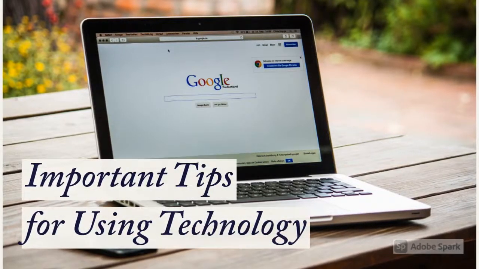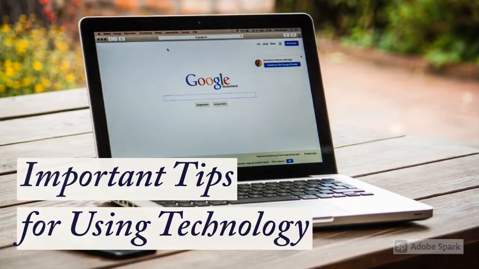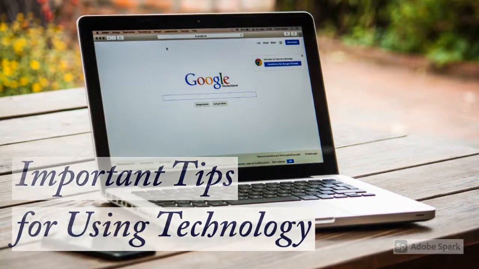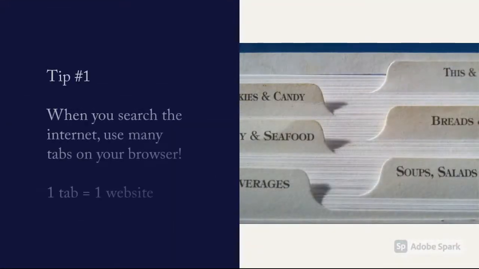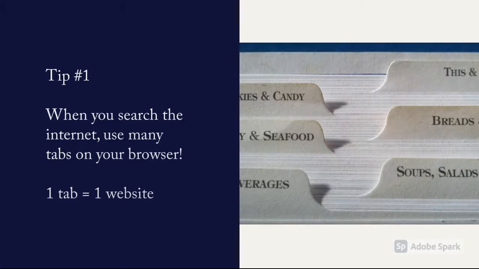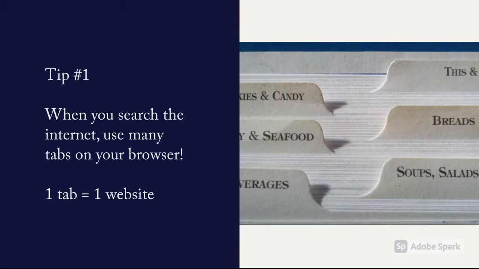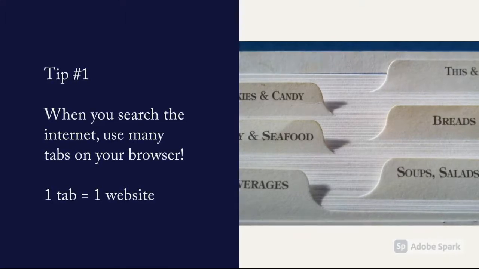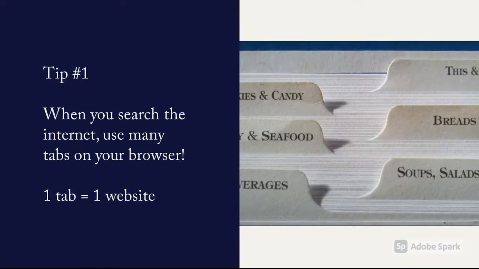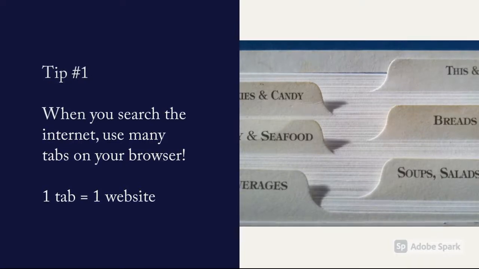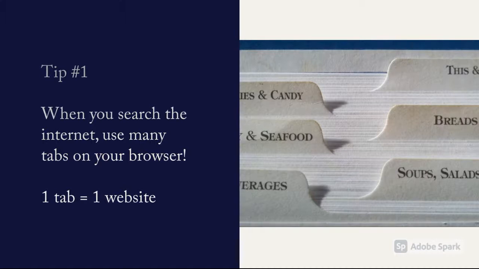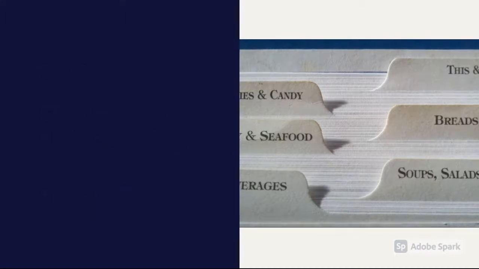In this video, you're going to learn important tips for using technology. Tip number 1. When you search the internet, use many tabs. One tab equals one website. Let's watch a video and understand what this means.